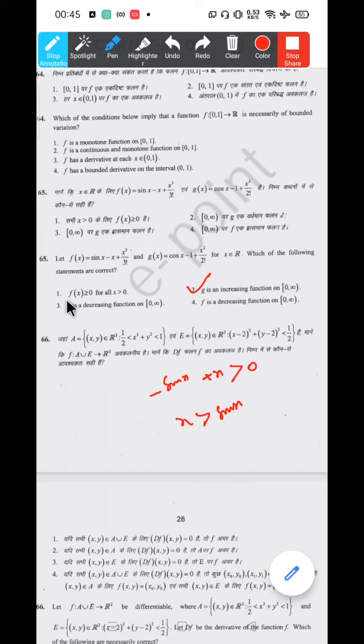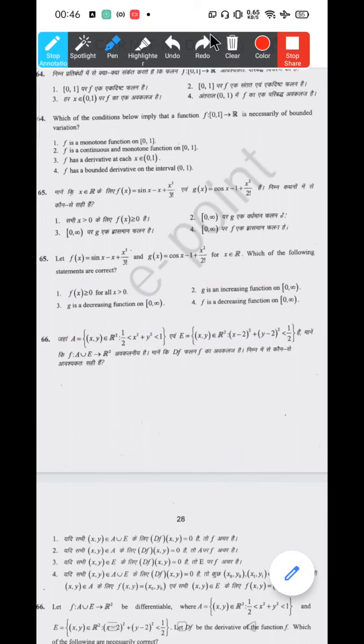f of x is always greater than 0. The function is always positive. g is decreasing? Increasing है तो decreasing क्यों रहेगा? f is decreasing function. Find the derivative. Sin derivative is cos, and here it is minus 1 plus 3x square. No, that is positive term actually. That may be positive or negative depending, so we cannot say. So answer will be A and B.